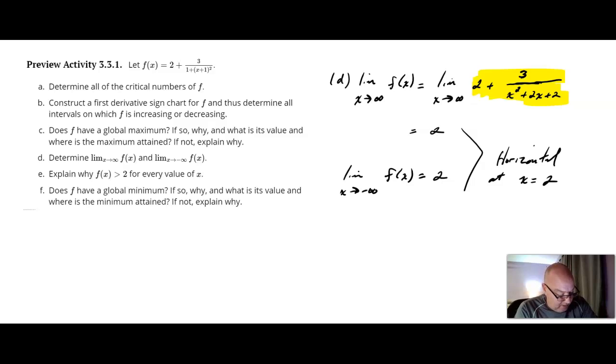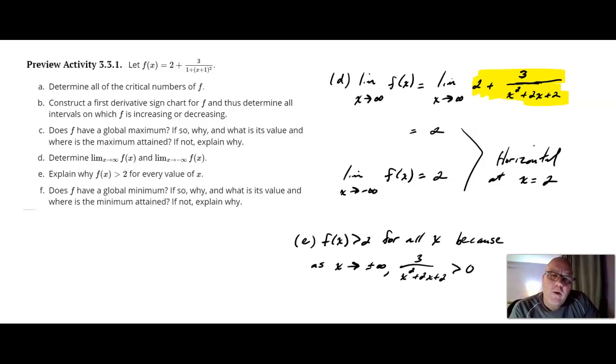Okay, so that brings us to part E. Kind of a weird question. It's kind of a tricky question, but you have to think about it again from a logical standpoint. It says explain why f of x is greater than 2 for every value of x. So what we're asking here is, we know there's a horizontal asymptote at 2, but where is this graph hovering? Is it hovering above 2, or is it hovering below 2?